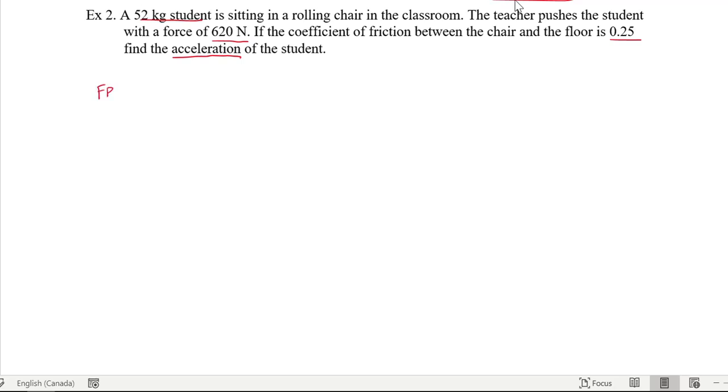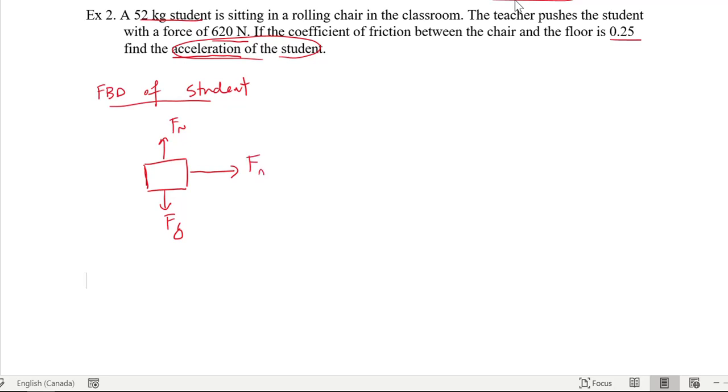So always, let's draw a free body diagram of the student. And I know it's a student because that's what I'm looking for, the acceleration of the student. So if this is the student sitting here, what forces are acting on the student? Well, obviously there's gravity and the force of the chair pushing up. The student is pushed by the teacher, so there's a force applied, and there's going to be a force of friction acting on the student. So these are all the forces that are there.